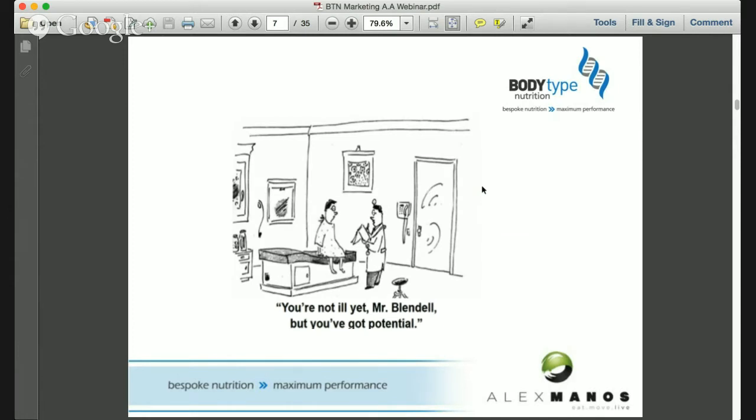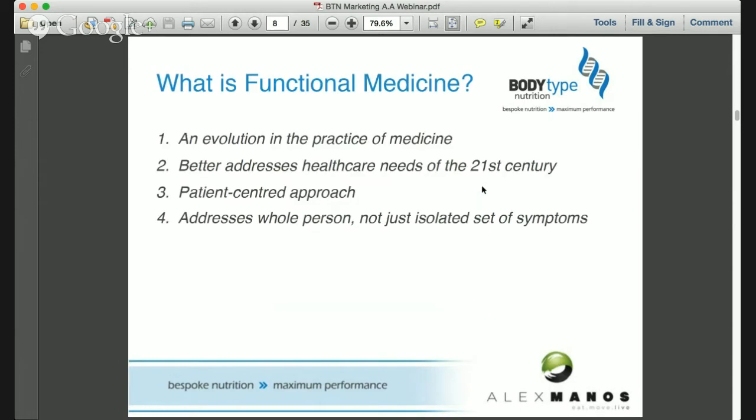So this is a bit of a tongue-in-cheek comic book sketch. "You're not ill yet, Mr. Blenzel, but you've got potential." Which brings us to our 4th concept, which is that functional medicine addresses the whole person, not just an isolated set of symptoms. This is something that I know I've drilled home a lot in the Facebook forums.